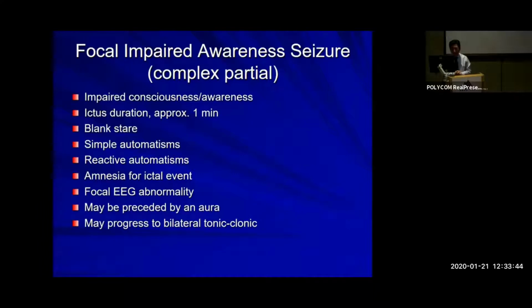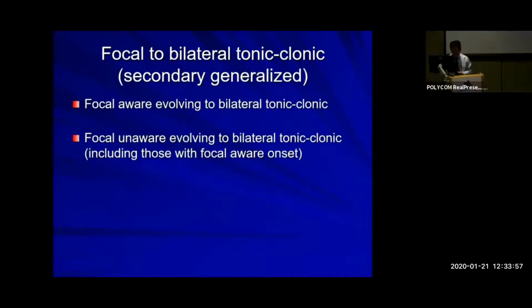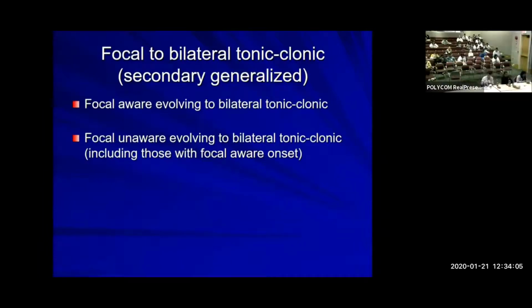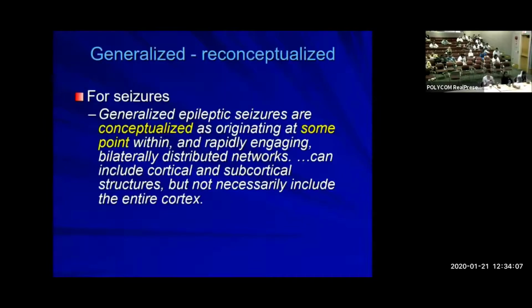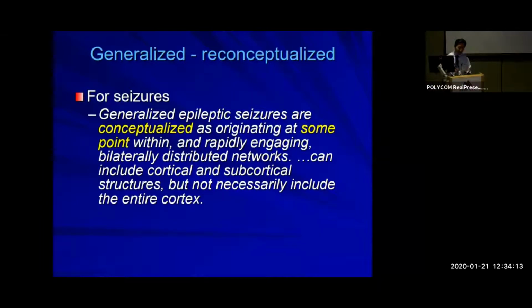And again, any kind of focal seizure can then progress to a bilateral tonic-clonic if it stimulates the epileptogenic network in both hemispheres. It's the same thing. So you can go from focal aware directly into bilateral tonic-clonic, or from focal impaired awareness, or focal unaware, to bilateral tonic-clonic. Okay, so that's it. Those are the focal seizures. You've got focal aware and focal impaired awareness. Pretty easy.